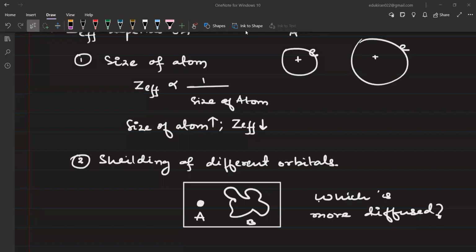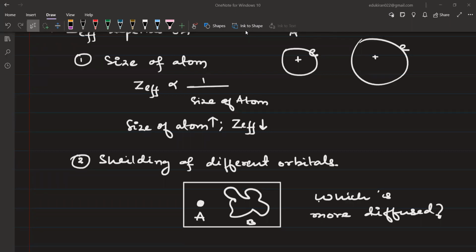Okay, Devangi. Okay, Fatima, Fahad, Iram. So which one is diffused, Iram? And B is more concentrated? Then you have to change your answer. So B is more diffused, A is more concentrated.